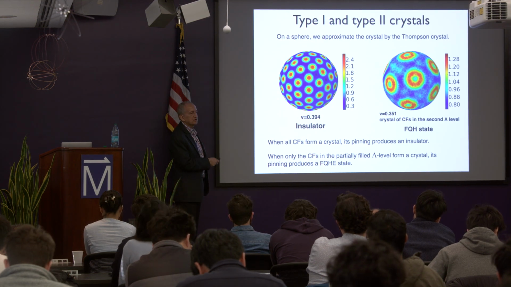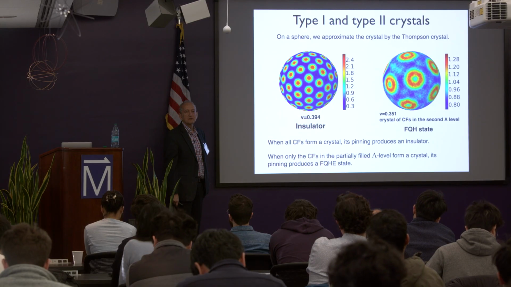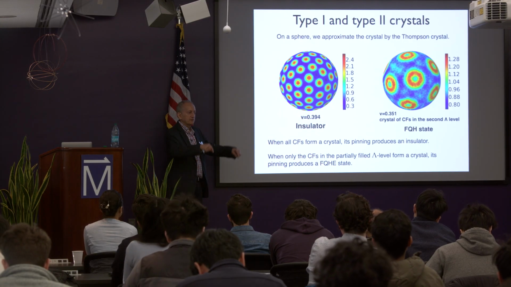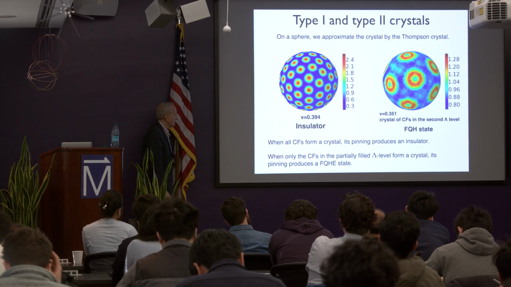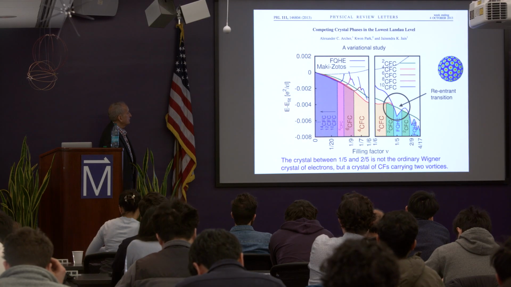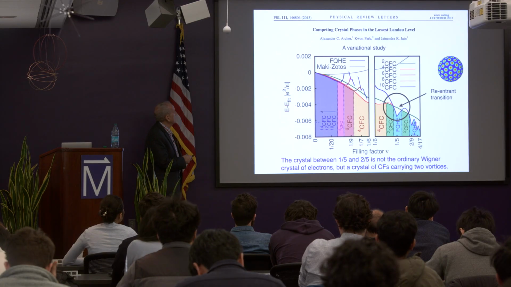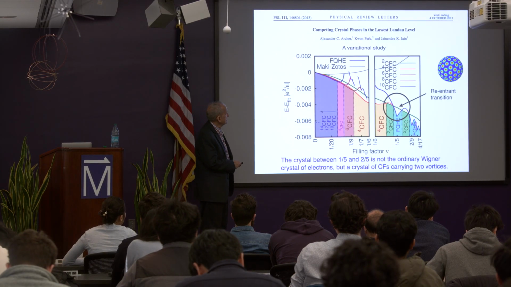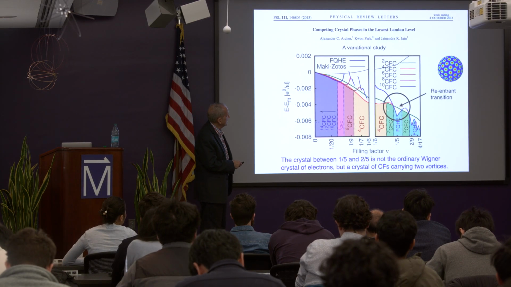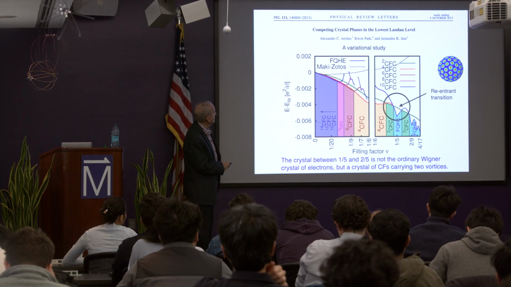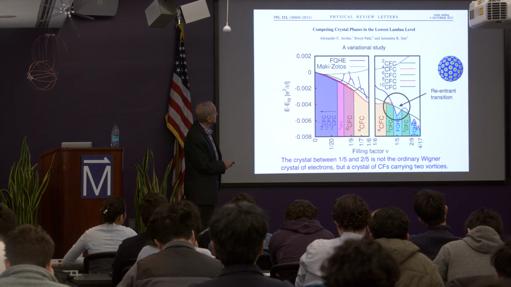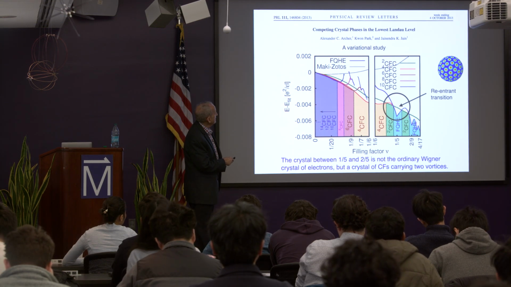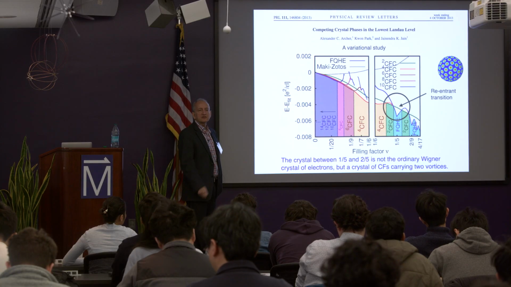So we call this type 2, in analogy to type 2 superconductors, where if you have vortices and they are pinned, you get perfect superconductivity. A student of mine, Alex Archer, looked at the problem and found, so here this green is the energy of the crystal of composite fermions with two vortices bound. Black is the energy of this electron crystal.